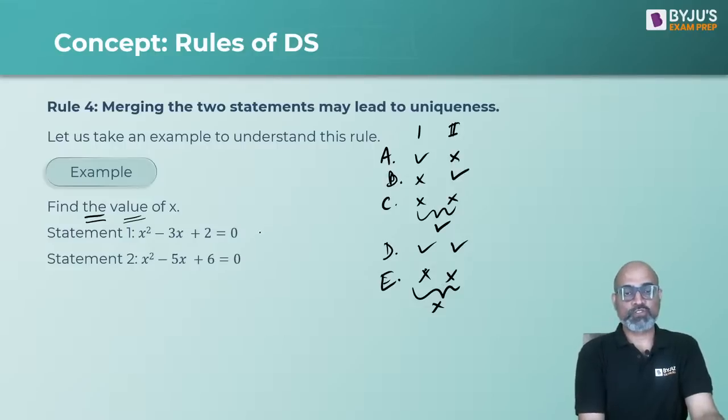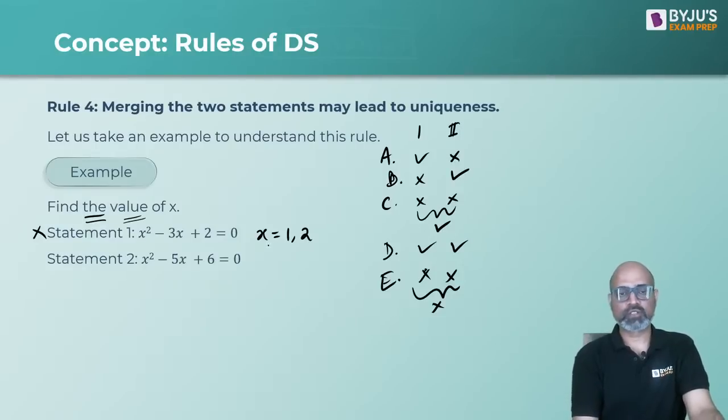So if you solve the first one, you will get the value of x as 1 and 2. Did I answer this question? No, I couldn't answer this question. The question asks for one value, and I am giving two values. Forget about the first one. Now let's go to the second one.